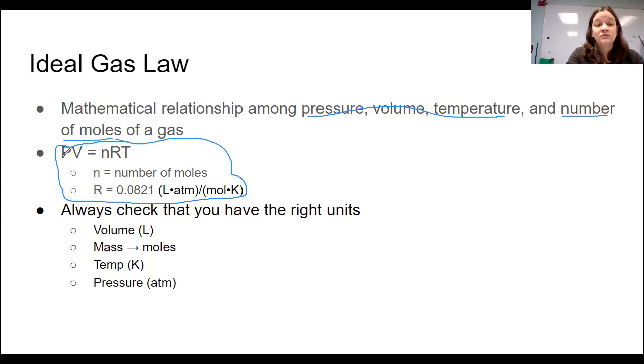So it gives you the equation, PV is equal to nRT. So P is still pressure, V is still volume, T is still temperature in kelvins. N and R are new, and so it tells you here what N and R are representing. N is the number of moles. You're either going to solve for that, or you're going to be given that in moles, okay? R, however, is a constant. It's actually called the ideal gas constant.